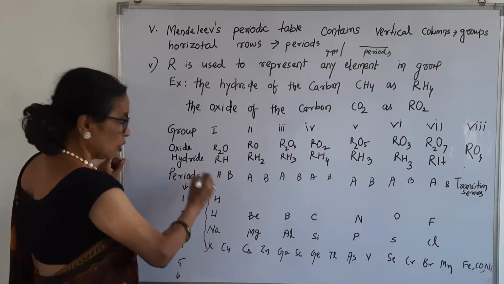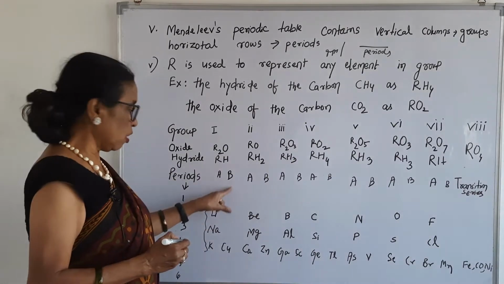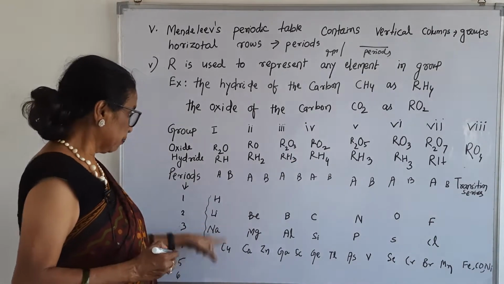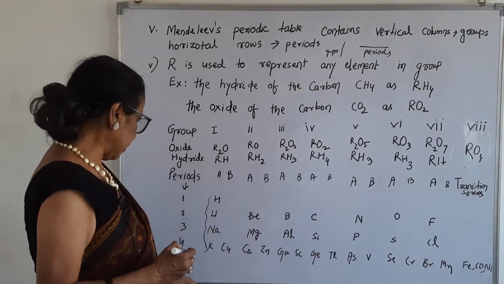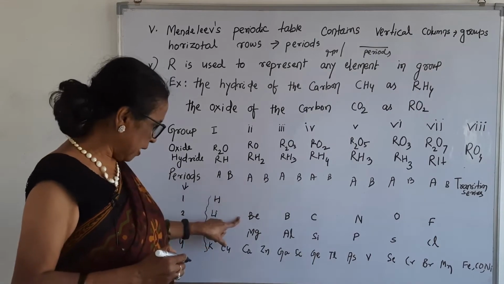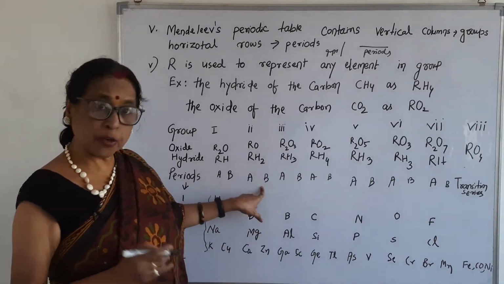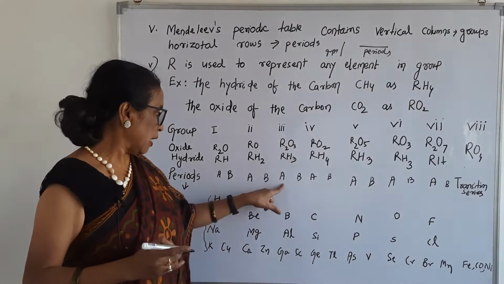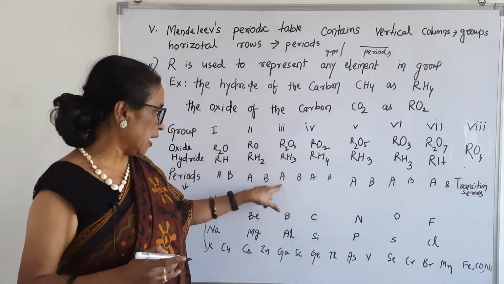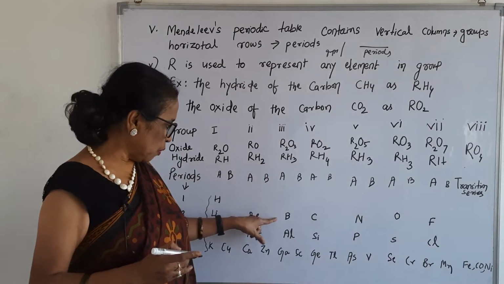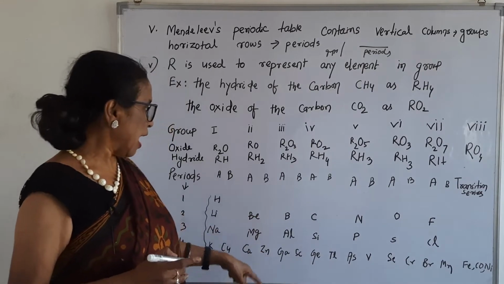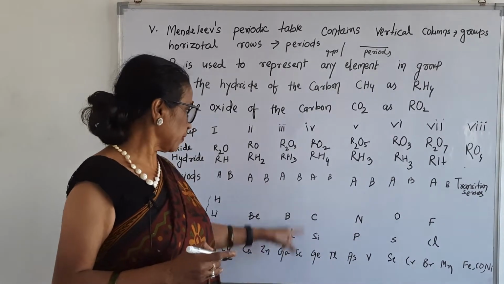This is called group A, and this is called group B. Copper is group B. So here also you can find group A: beryllium, magnesium, calcium, and B group, zinc. Then here there is third A, third B. Third A: boron, aluminium, gallium, and B is scandium.